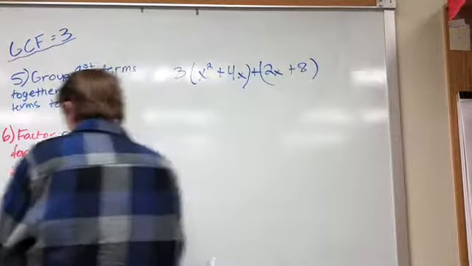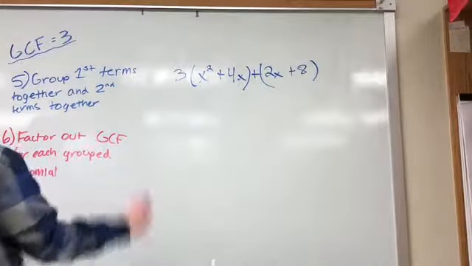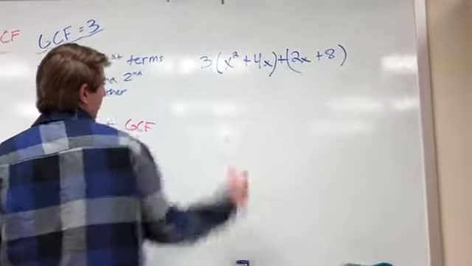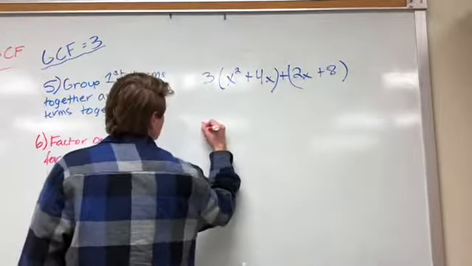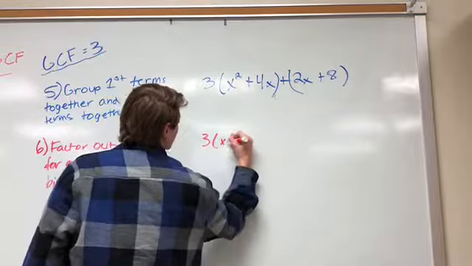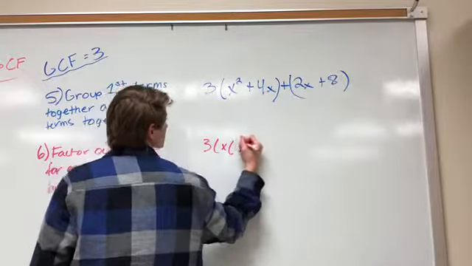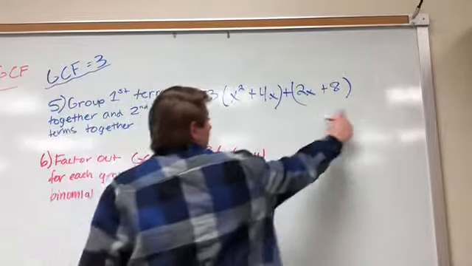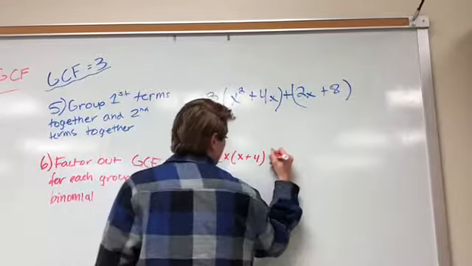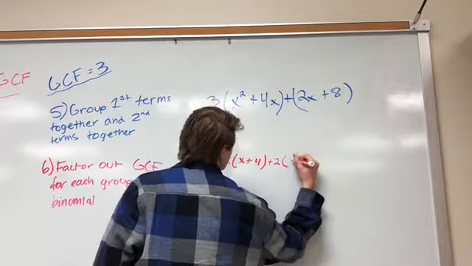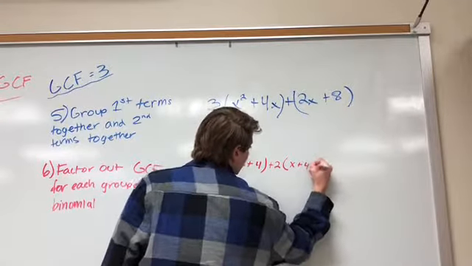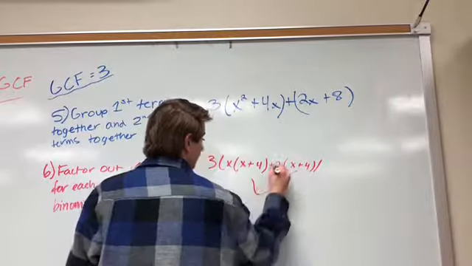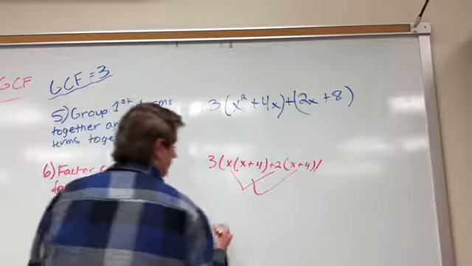So, final step. We take out each GCF from each binomial. So from this one we can take out only an x, but that leaves us with an x plus 4. So it'll be 3 parentheses x parentheses x plus 4. And then this group binomial we can take out a 2, leaving us with an x plus 4. Looking at these, we know it's right because these match, and then these will go together for our final answer.